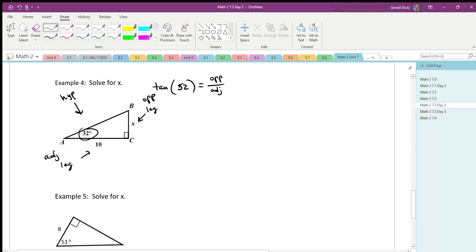So that means I'm using tangent 32. And it's going to equal the opposite, so x over the adjacent, divided by 10. So let me rewrite this so it doesn't look all weird. So tangent of 32 equals x over 10. So all I'm trying to do is solve for x.